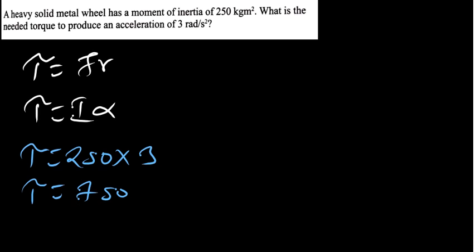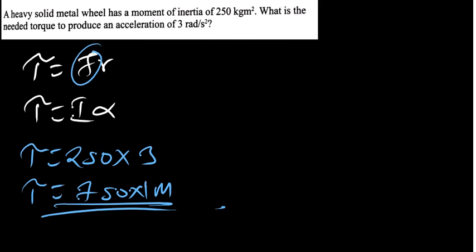Now the SI unit for torque is Newton meter. Why are we saying Newton meter? The force here is in Newton, r is in meters. So even if you derive this formula, you end up having the same units, Newton meter. Okay, now let's have the next question.